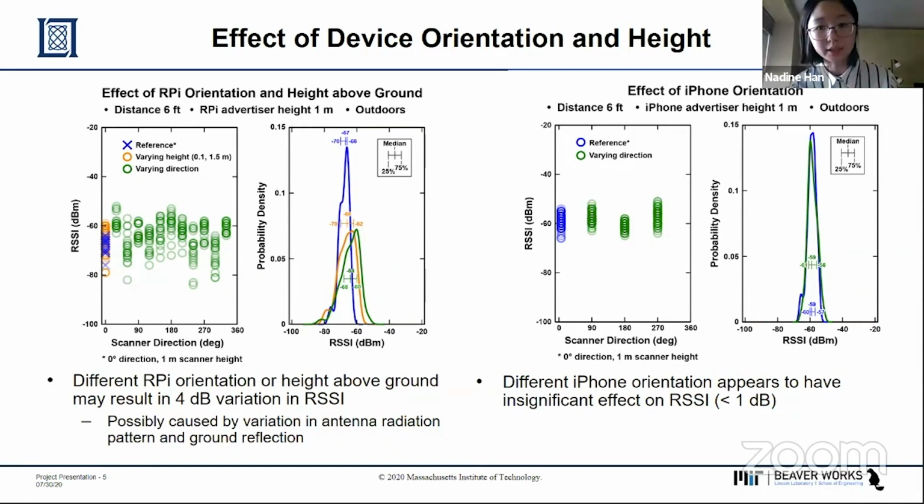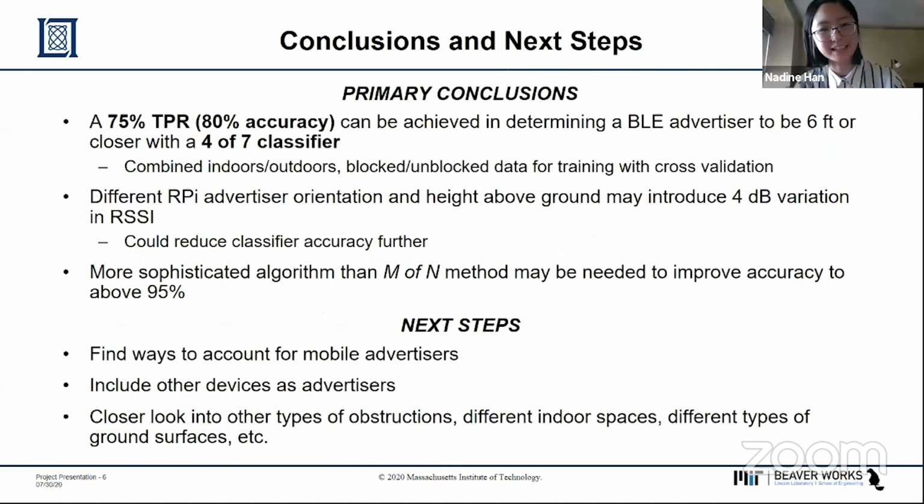Another really interesting thing is that when I swapped out the RPI for an iPhone advertiser, I noticed that the orientation had a far less significant effect on the measurements. Rather than 4 dB, it was less than 1 dB. So obviously there's a very big discrepancy between advertisers, and orientation and height have some kind of effect. If you can move on to the last slide.